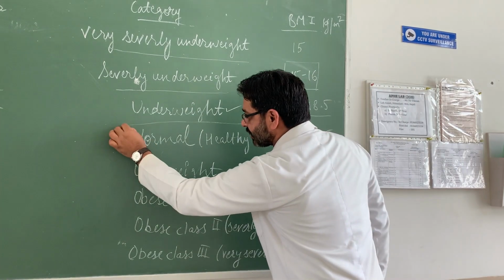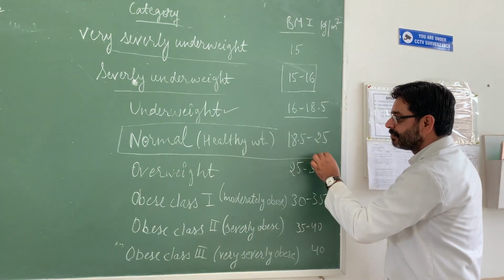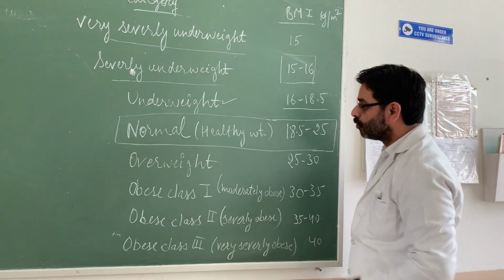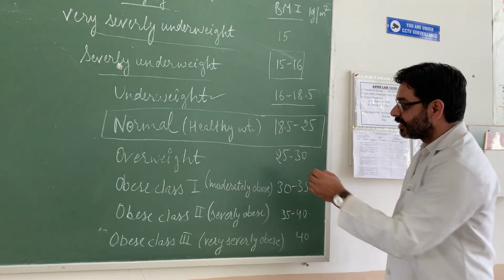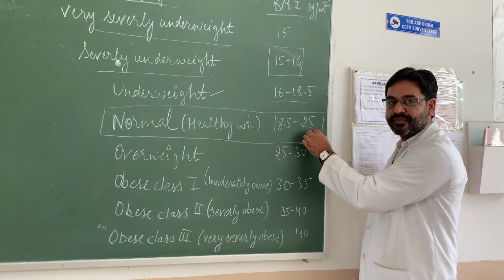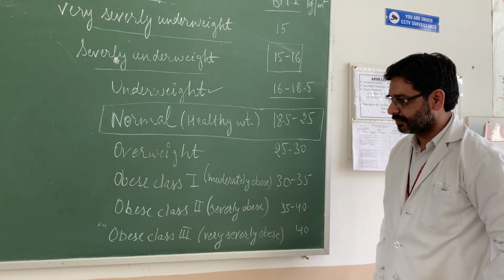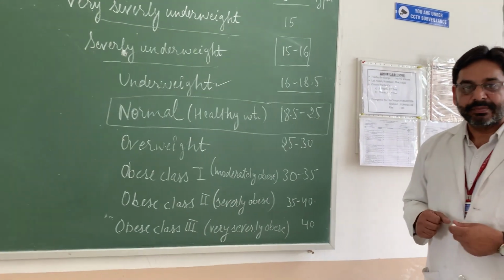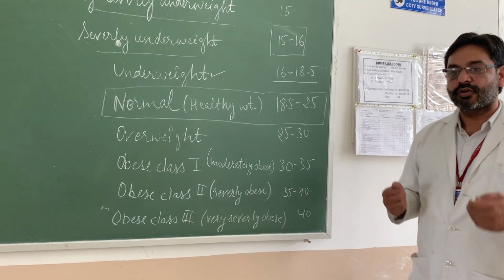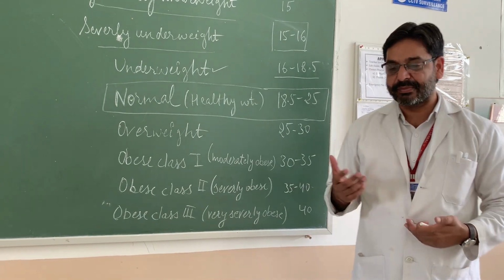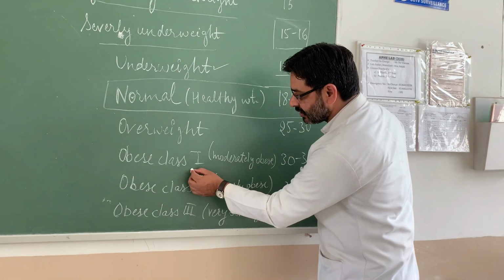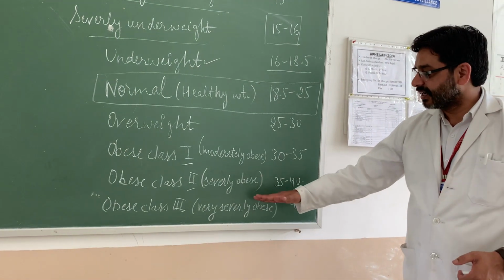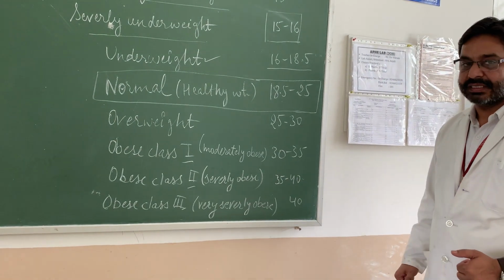We can say persons having normal BMI are healthy persons whose BMI is between 18.5 and 25 kg/m². After that, there are overweight persons, and obese persons having three categories in BMI. That is obese class 1, 2, 3, that is moderate, severe or very severe obese.